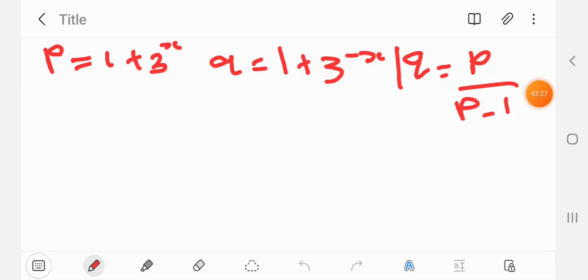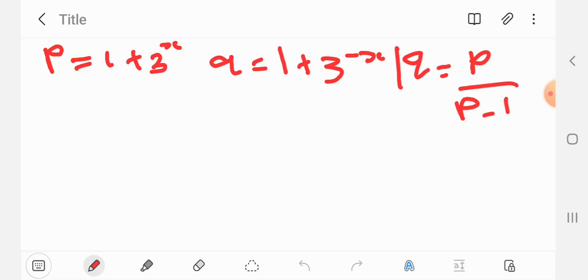Let's look at 2.5. If p is equal to 1 plus 3 to the power of x, and q is equal to 1 plus 3 to the power of negative x, prove that q equals p over p minus 1. All right, so p equals 1 plus 3 to the power of x, and q equals 1 plus 3 to the power of negative x. So q equals p over p minus 1.